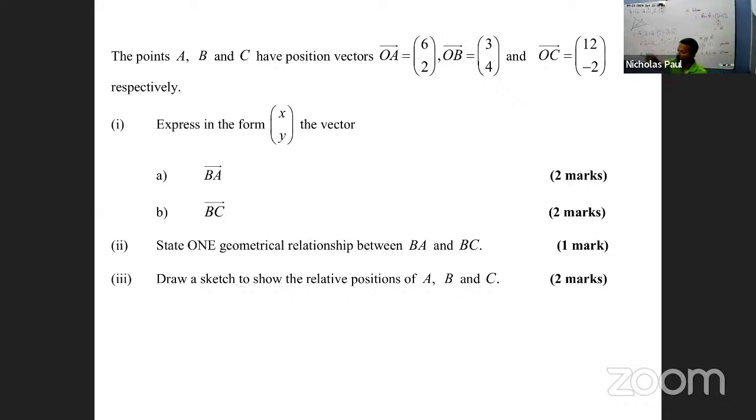What does geometrical relationship mean? Very short term. What should you just learn? Parallel or collinear? That's all, right? Geometric relationship just means that it's probably parallel. So you have to show the parallel.